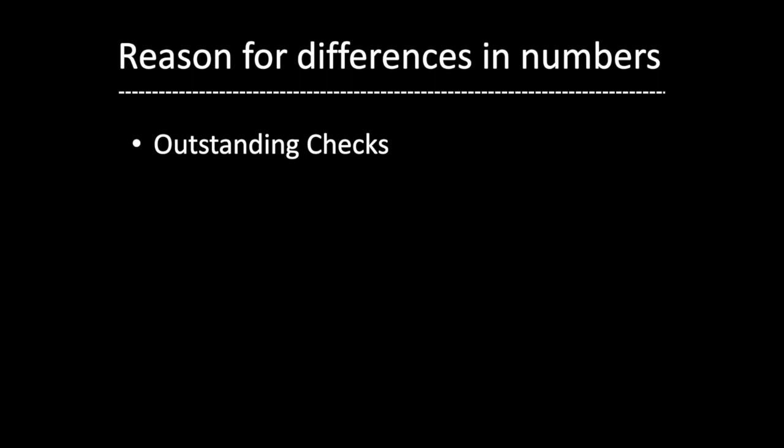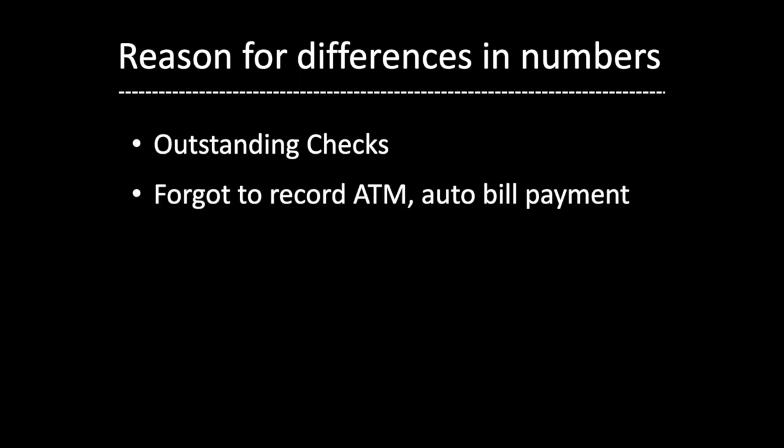For example, you go to Levers, you write out a check today. That check takes time to get back to the bank. Until it gets back to the bank and it is paid to Levers by the bank, it is considered an outstanding check. You may have forgotten to record an ATM or an automatic bill payment. Maybe you went to the ATM in a hurry, you took out some money, and you just forgot to record it. The automatic bill payments are easy to forget to record in your register.